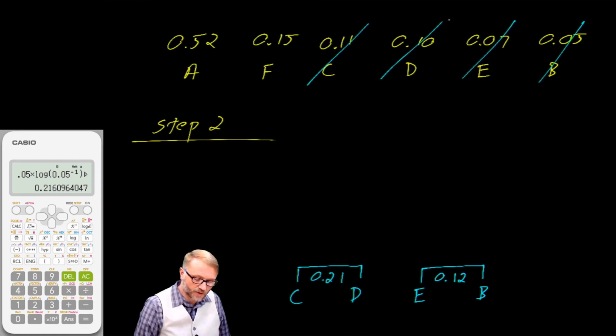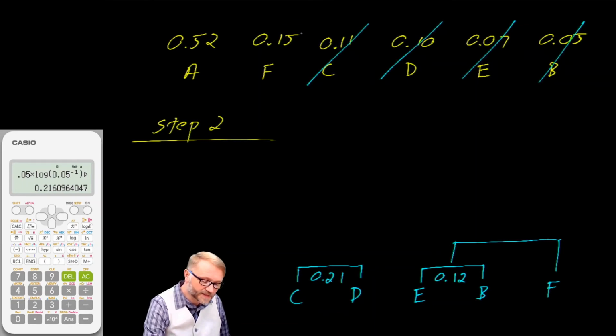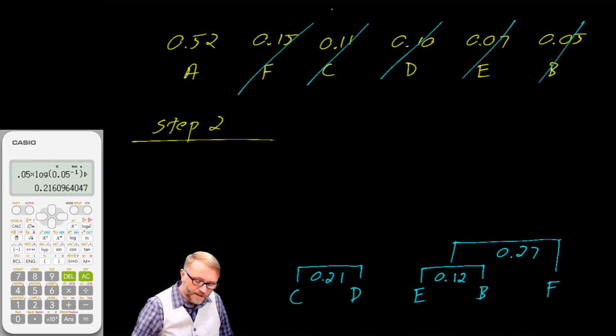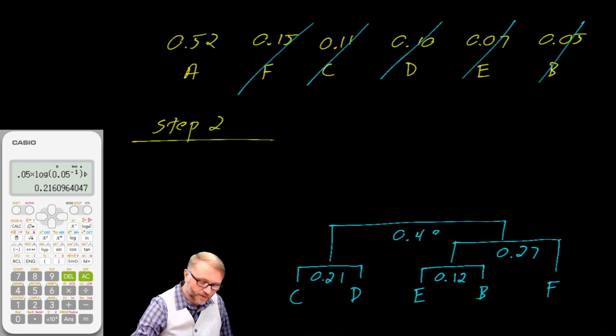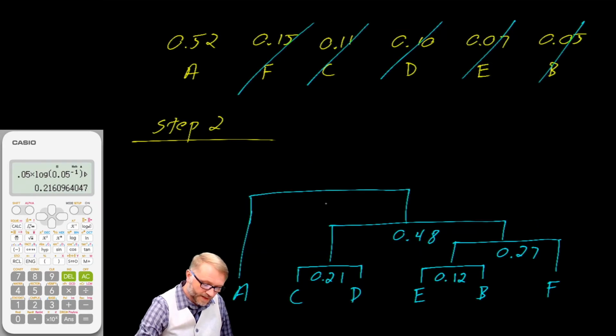The next 2 lowest are the join of E and B, and F. So we'll take this and we'll put F here. So 0.12 plus 0.15, 0.27, so that takes care of F. Now we look at A, which is 0.52. That's still the greatest, which means we're going to join these 2 because they have the lowest probability. So 0.48. And finally, we can join A. And that should give us a total of 1.